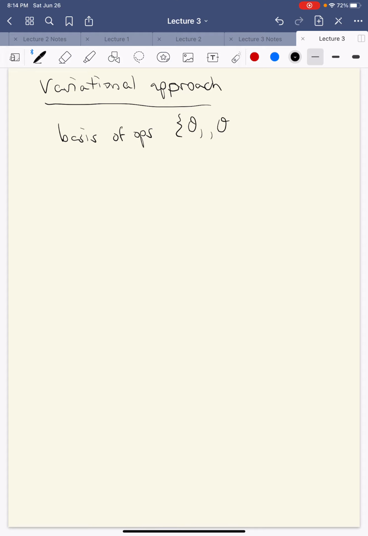Okay, for this last section, we are going to talk about variational approaches to finding optimal operators that have good overlap onto the states of interest. So here we're going to consider that we have a basis of operators, O1, O2, O3, etc.